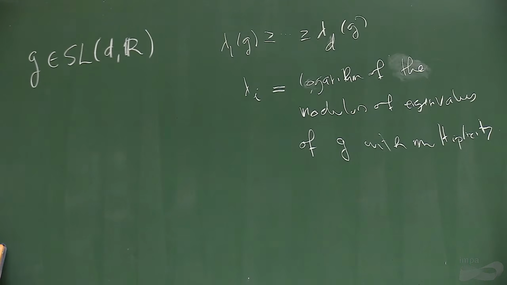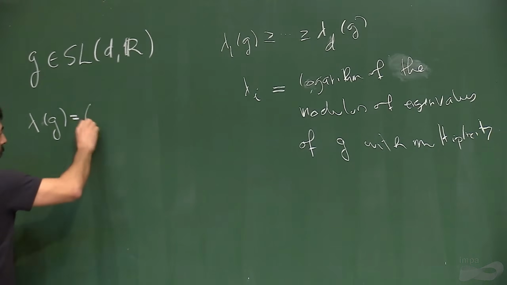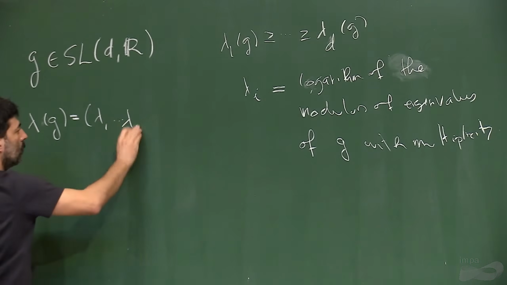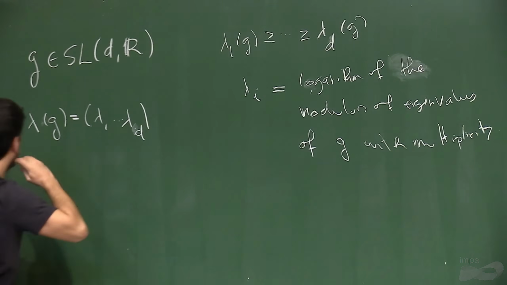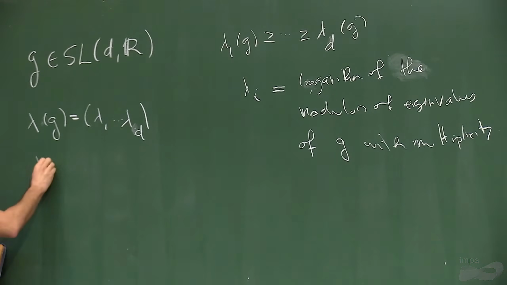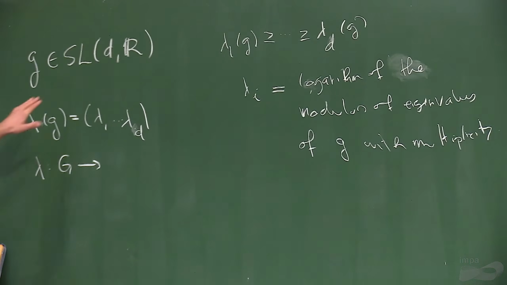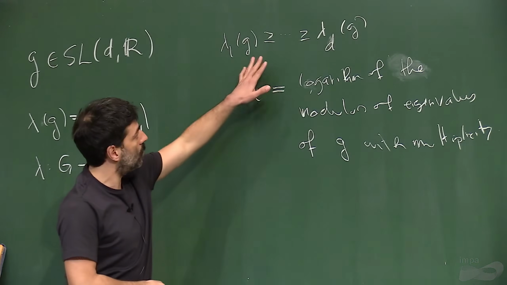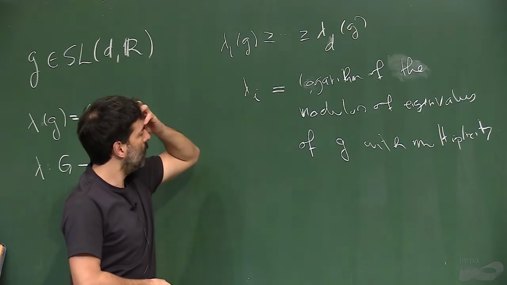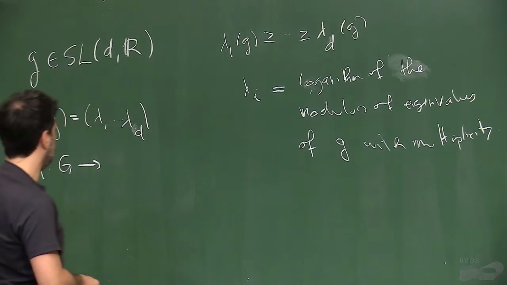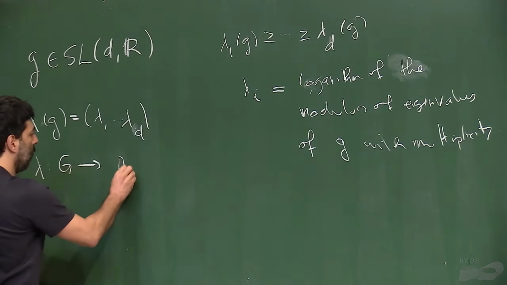I'm putting them in decreasing order. So I'm going to consider now the vector lambda of g, say. This is the vector of the lambda i. And we can consider this as a function from G, the determinant 1 matrices, where I'm taking the logarithm of the modulus. So these numbers add up to 0, but they are ordered. So this space is usually denoted by A plus.